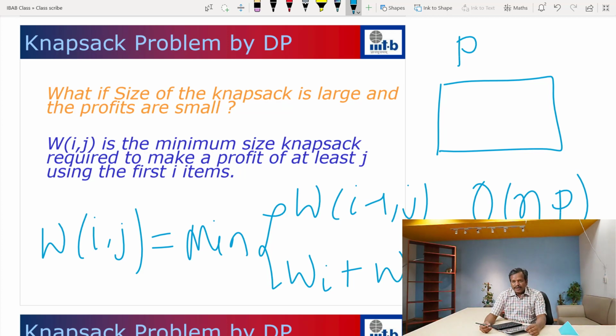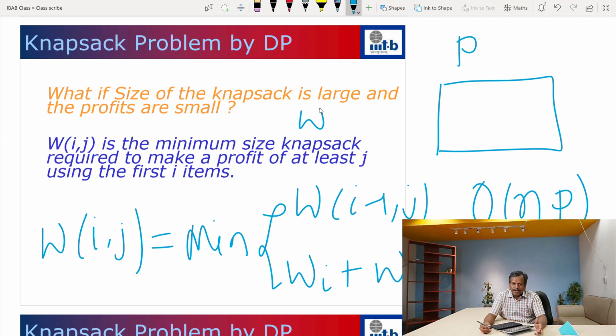But what is given to us is a W. Given a value of W, we want to figure out what is the maximum profit that we can make. So what we do is we start with a J which is initially equal to P, which is the maximum profit. Then as long as we are in the last row, as long as T of I comma J is greater than W, that means I can make so much of profit with W as a value. I keep decrementing my J, right?